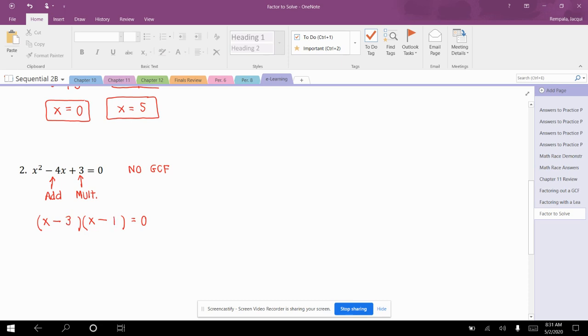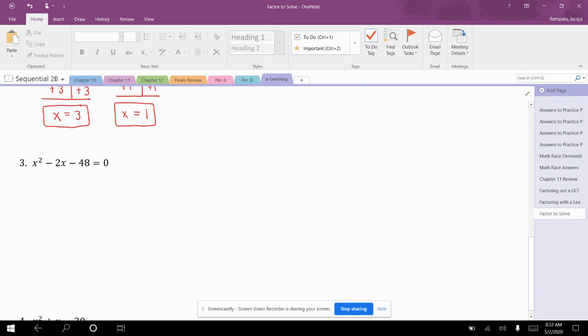Now that I've factored everything, I get to set each of those factors equal to 0. So x minus 3 equals 0 and x minus 1 equals 0. To get that 3 away from the x, I'm going to have to add it. 0 plus 3 is 3, so x equals 3 is one of my solutions. To move the 1, I'm going to have to add it. That gets me x by itself. 0 plus 1 is 1. And there is my second solution.